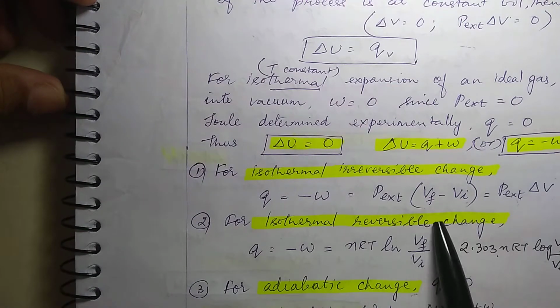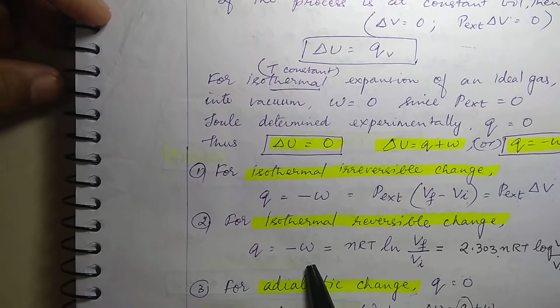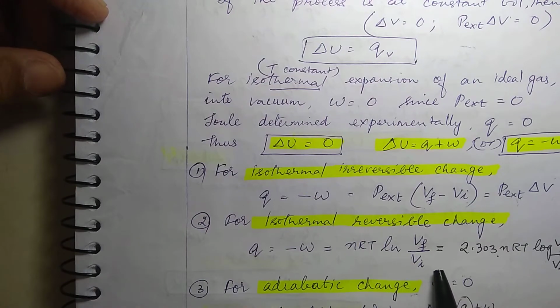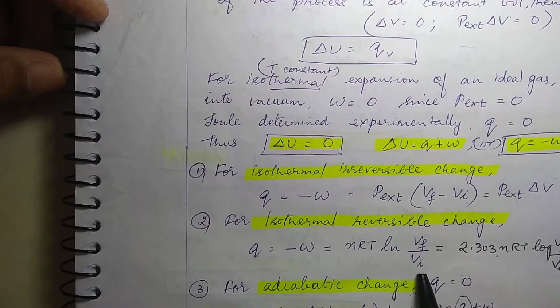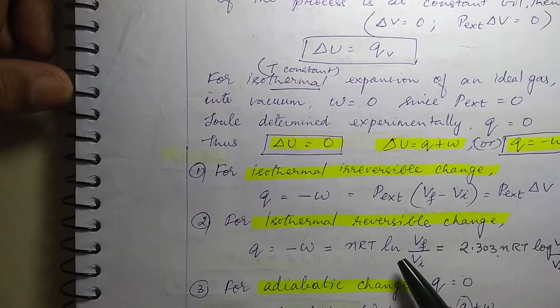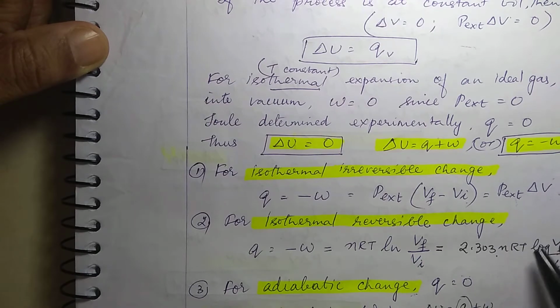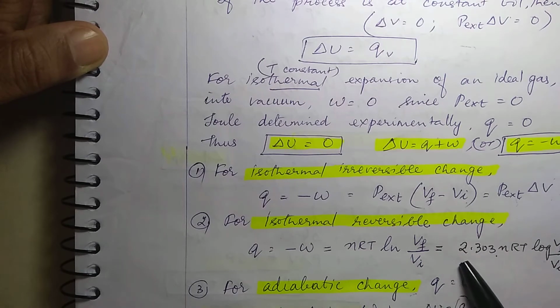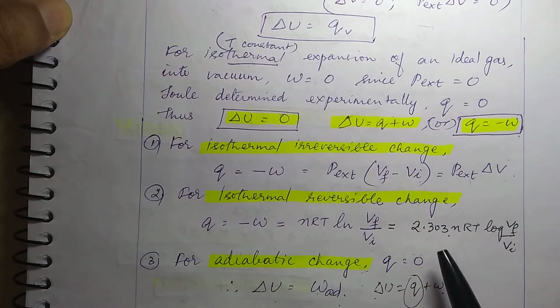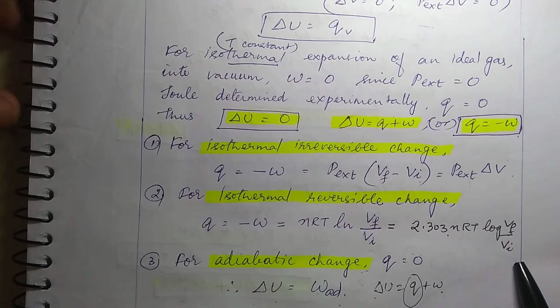And if the change is reversible, then again in the same way Q is equal to minus W. But then here we are going to use the integrated expression, that is nRT ln V final upon V initial. Now what is this ln? It is called natural log. And natural log, if it is converted into log to the base 10, then we introduce a factor 2.303. So it is 2.303 nRT log V final upon V initial.